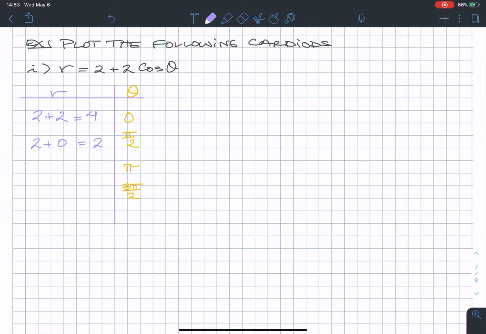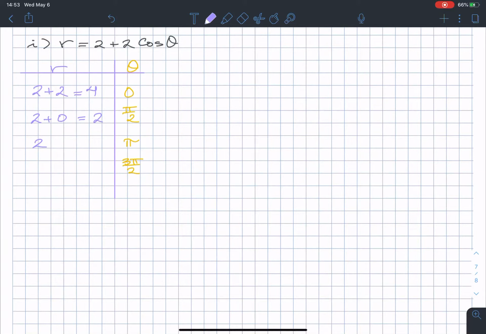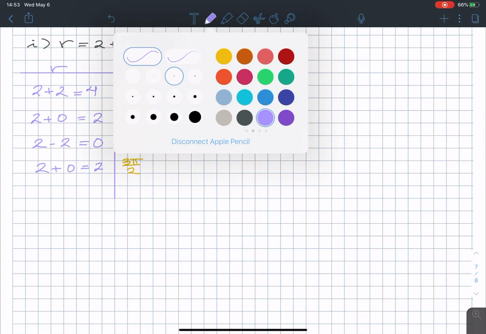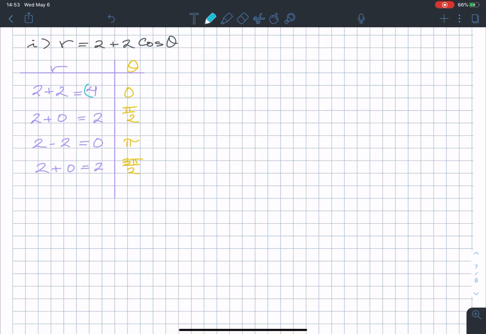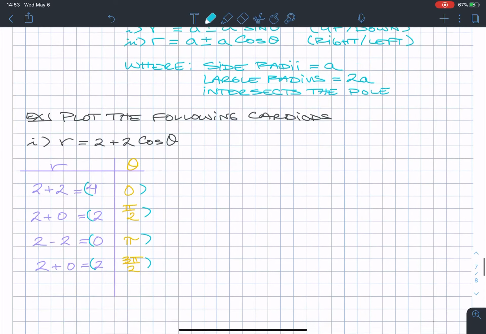Okay, so in the third case, this is going to be 2 minus 2, which is 0. And in the fourth case, this is 2 plus 0, which is 2. Okay, so these are 4 coordinates I have so far, given in polar form, r comma theta. And let's see if they correspond to the directions.